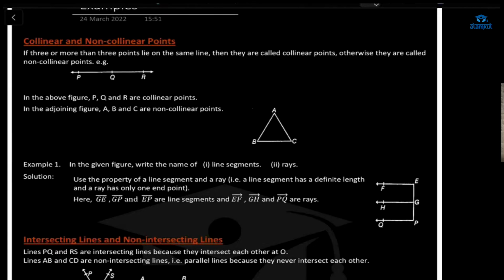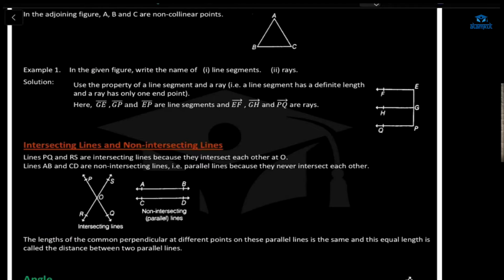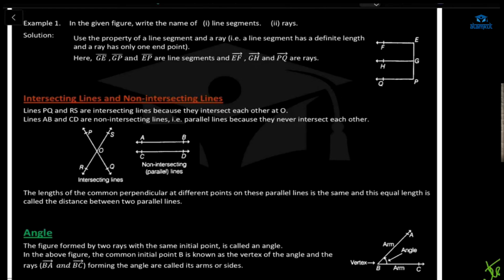Intersecting lines and non-intersecting lines: obviously from the name itself, lines that intersect at a point are called intersecting lines. The lines which do not intersect are parallel lines. They have a fixed perpendicular distance from start to end. Whichever side you extend the lines, they are not going to meet anywhere.